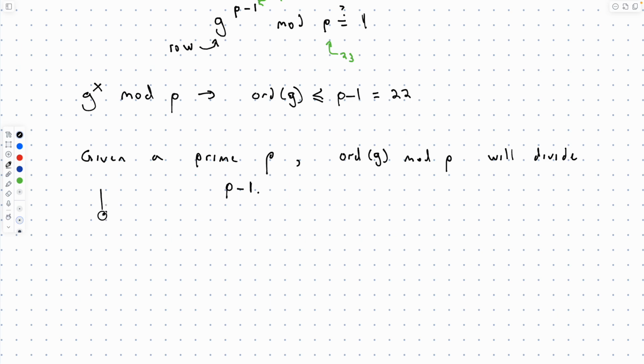So we can just strengthen this slightly and just say that for every divisor, some G in the group will have that order.